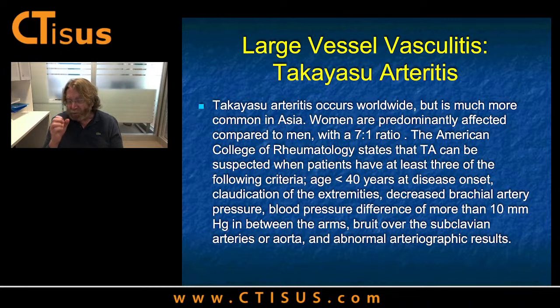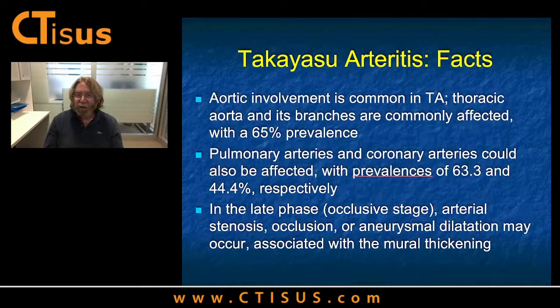As radiologists, when we see thickening of vessels and it's not plaque, you've got to be thinking about vasculitis. And for big vessel disease, you've got to think about Takayasu's. So again, aortic involvement is common in Takayasu's, common in the thoracic aorta, and especially the left subclavian artery. It can also involve pulmonary arteries as well as the coronaries. So again, very, very important disease.